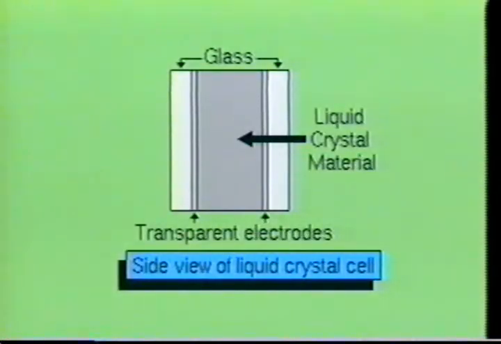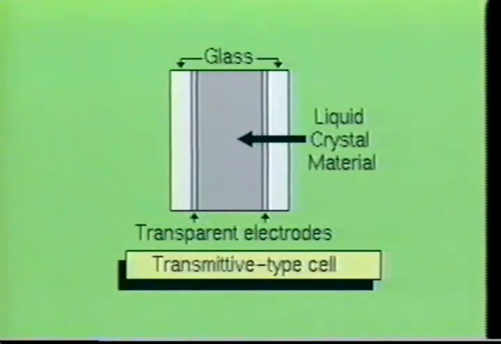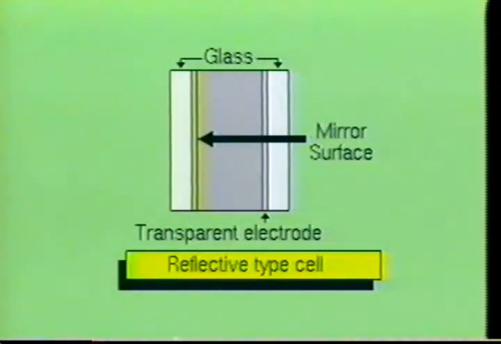The liquid crystal cell consists of a layer of liquid crystal material made from such compounds as cholesterol nonanoate and p-azoxyanisole, sandwiched between glass sheets with transparent electrodes deposited on the inside face of each glass sheet. When both glass sheets are transparent, the cell is known as a transmittive type cell. Whereas when only one glass sheet is transparent and the other sheet has a reflective coating, it is known as a reflective type cell.